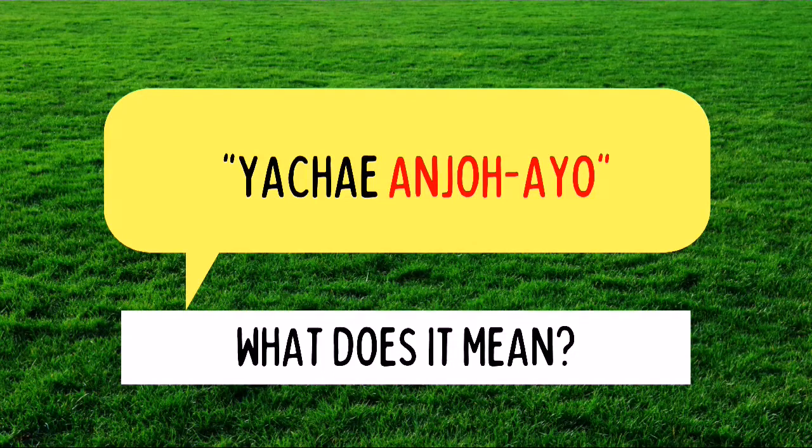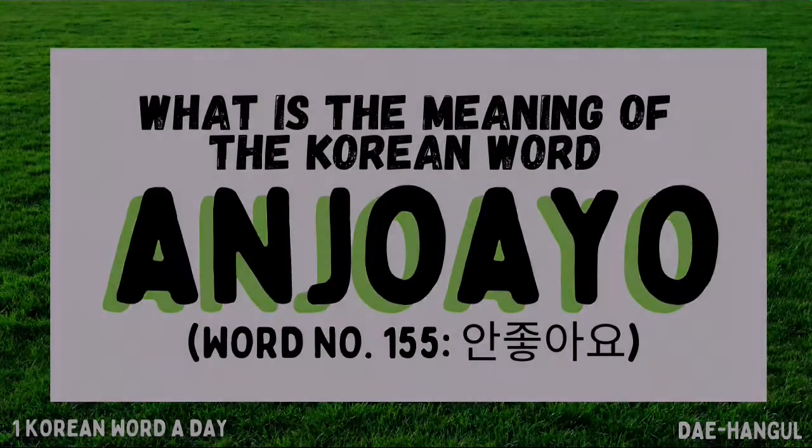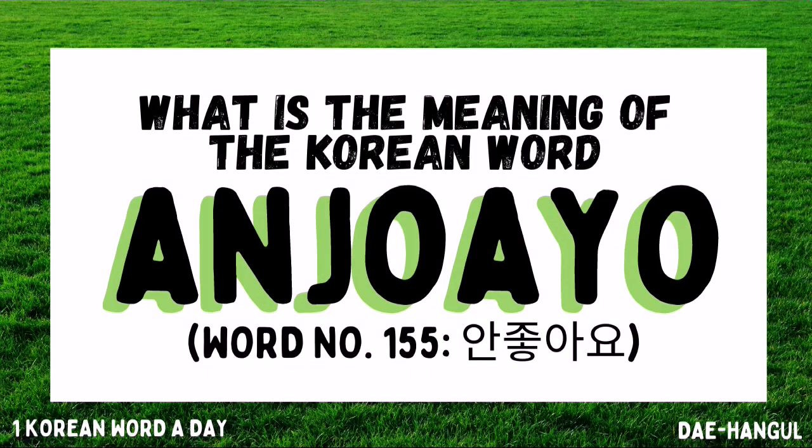야채 안좋아요. What does this sentence mean? If you would notice, the word in red letter is anjoyo. Because today, on One Korean Word a Day here at Dae-Hangul, we're going to study about the word anjoyo. Let's start.